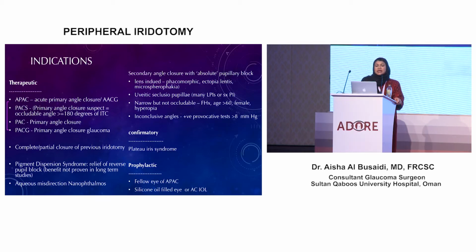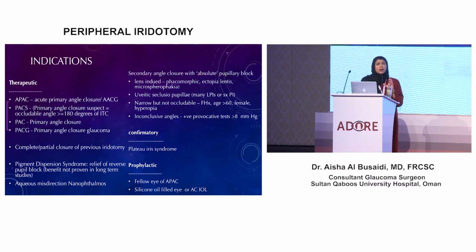Secondary angle closures with absolute pupillary block, so not the relative pupillary block that we spoke of earlier in primary angle closure, but an absolute pupillary block where there's an actual anatomical obstruction to the aqueous outflow, like lens-induced glaucoma such as phacomorphic, microspherophakia, ectopia lentis. In uveitis, when you've got 360 degrees of posterior synechiae that inhibit the flow of aqueous, that can cause iris bombé and pupillary block.